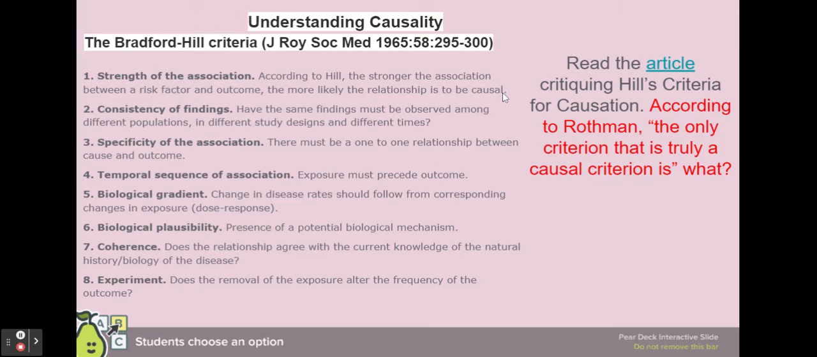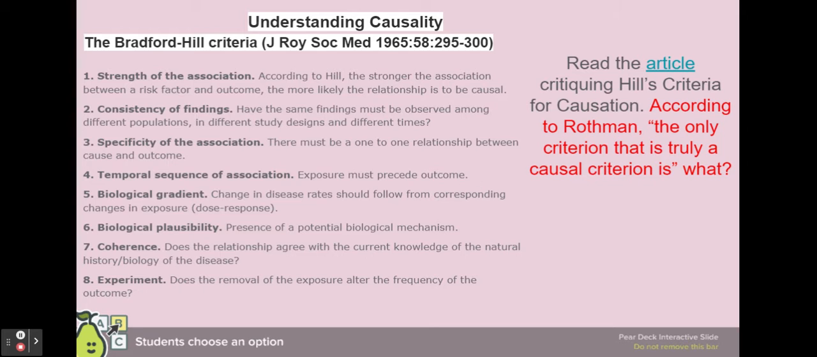The strength of the association. The stronger the association between a risk factor and outcome, the more likely the relationship is to be causal. Consistency of findings. Have the same findings been observed among different populations in different areas, among different study designs? Basically, is it consistent? Specificity of the association. There must be a one-to-one relationship between cause and outcome.